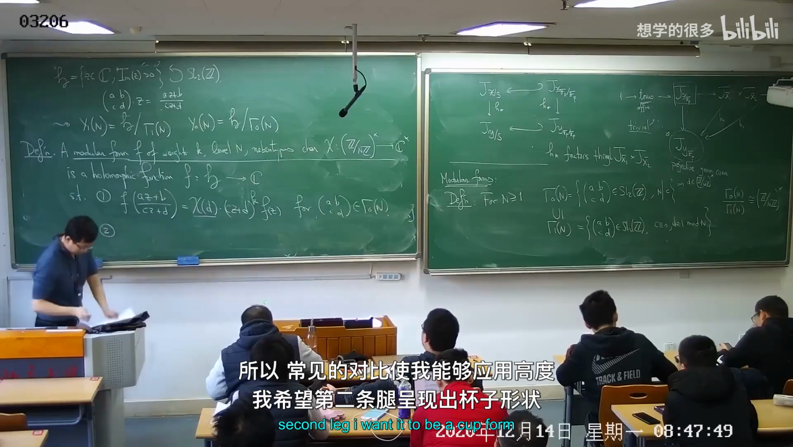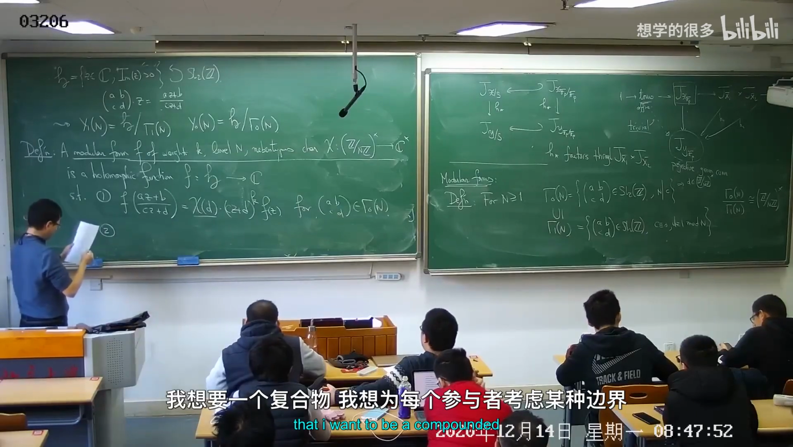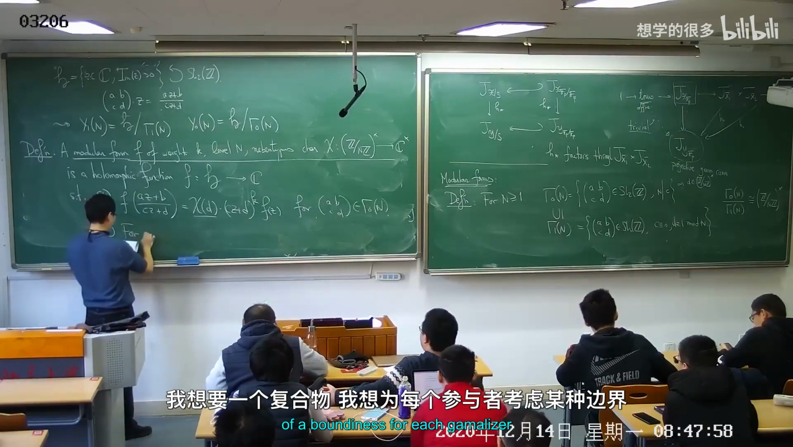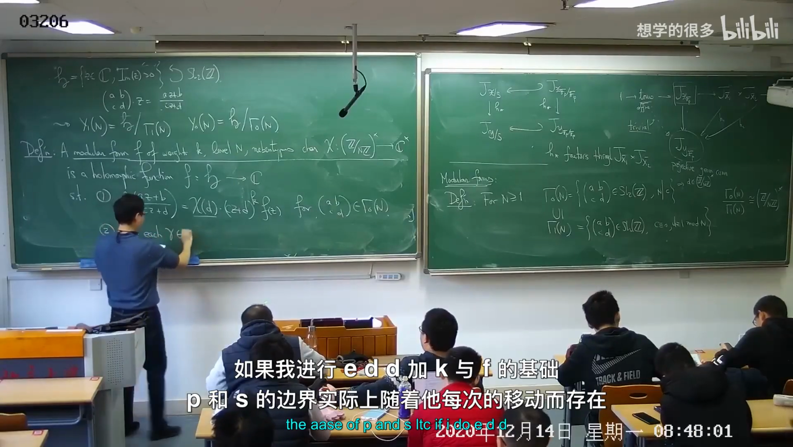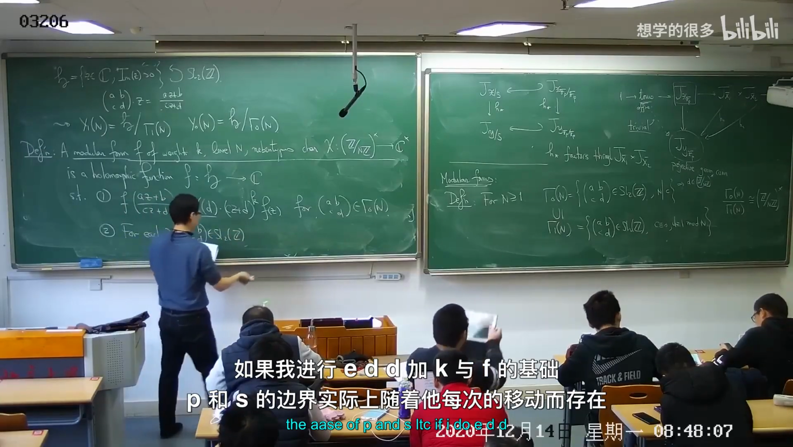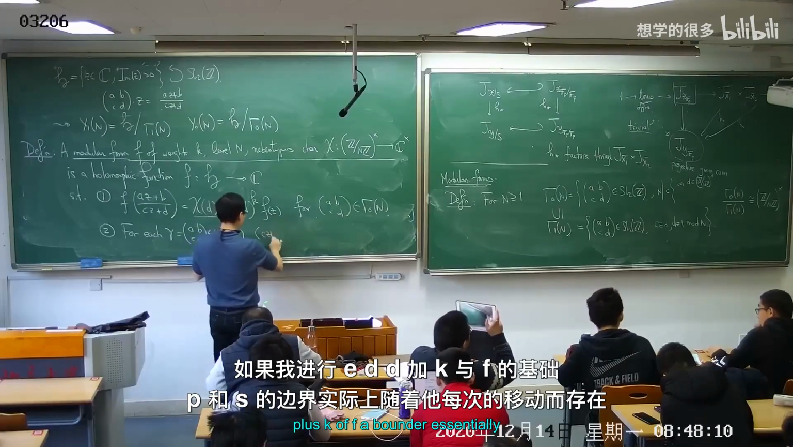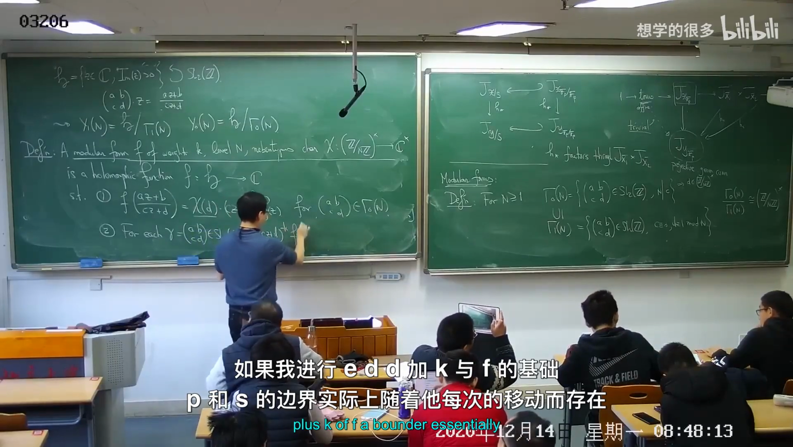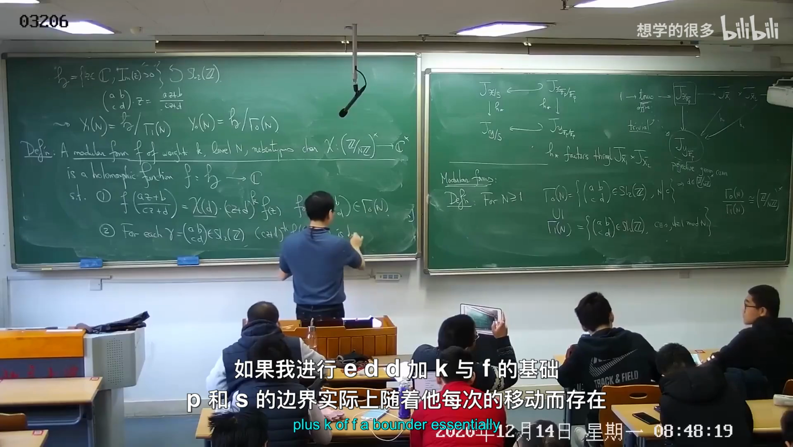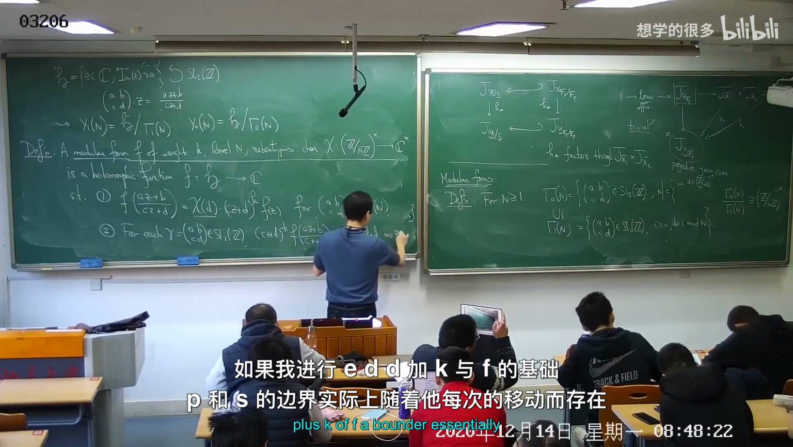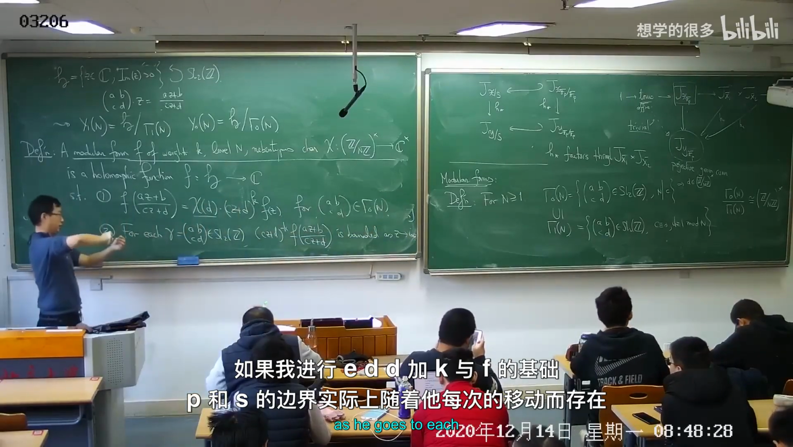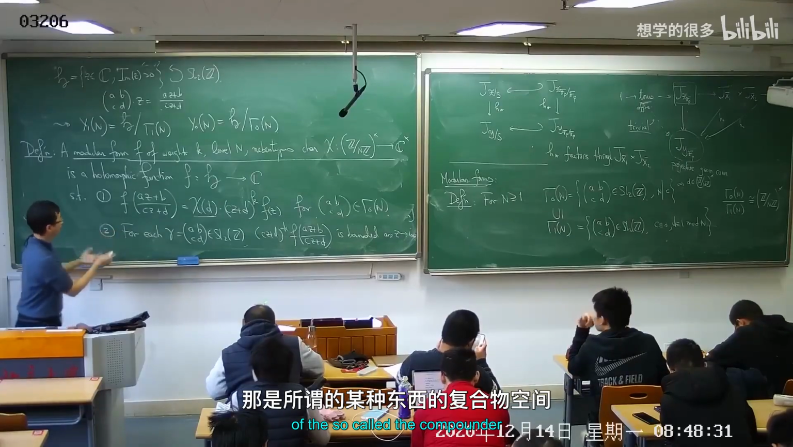Secondly, I want it to be a cusp form. I want to consider some sort of boundedness condition. For each γ = (a b; c d) in SL2(Z), (cz+d)^(-k) f((az+b)/(cz+d)) is bounded, essentially as z goes to each of the so-called cusps, the boundary of this space.